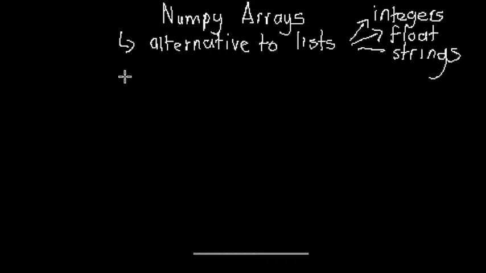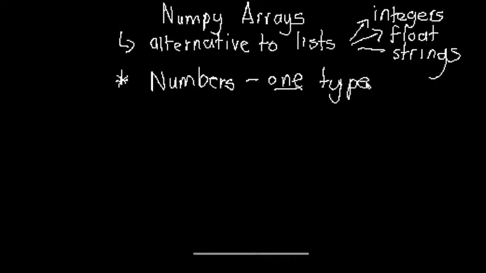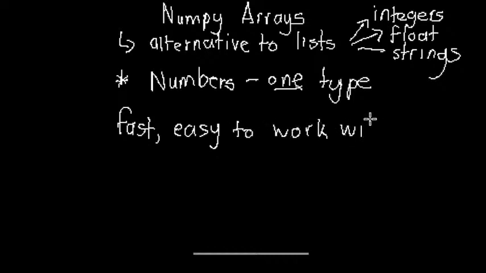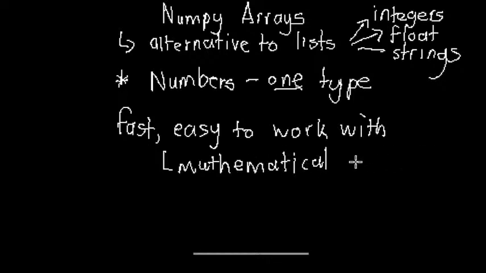Typically, the main use case of a numpy array is to keep it strictly to numbers, and we don't mix, so it's one type of number. They are specifically designed to be fast and easy to work with, especially when it comes to mathematical computations.